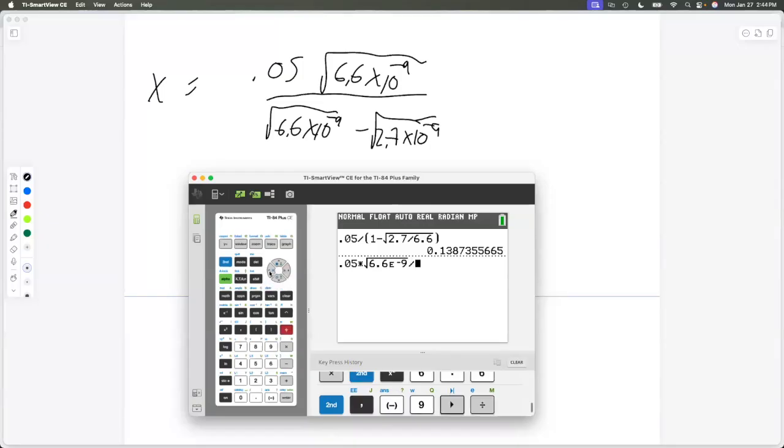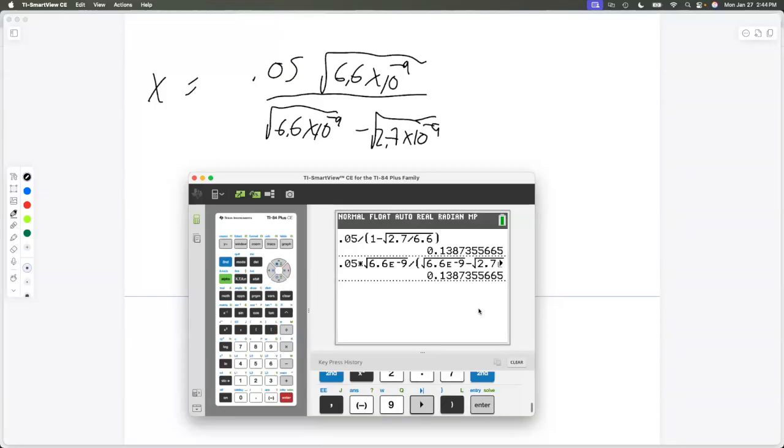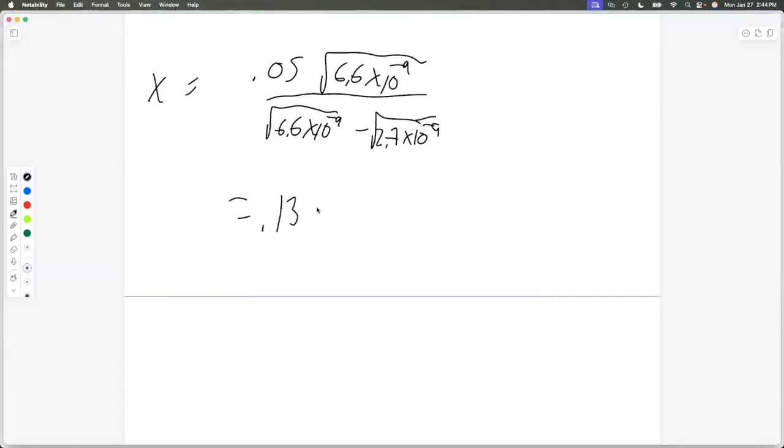Divided by, I need parentheses here, square root 6.6 EE -9. Make sure I'm out of the radical, minus square root 2.7 EE -9. Make sure I'm out of the radical and close that parenthesis. And I get exactly the same answer. Equals 0.139 meters. Don't forget units.